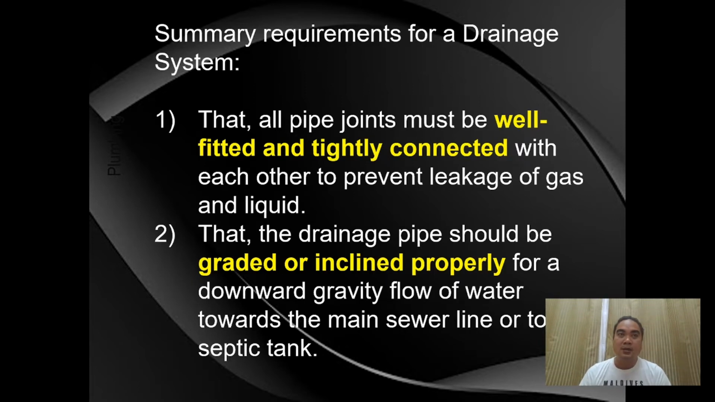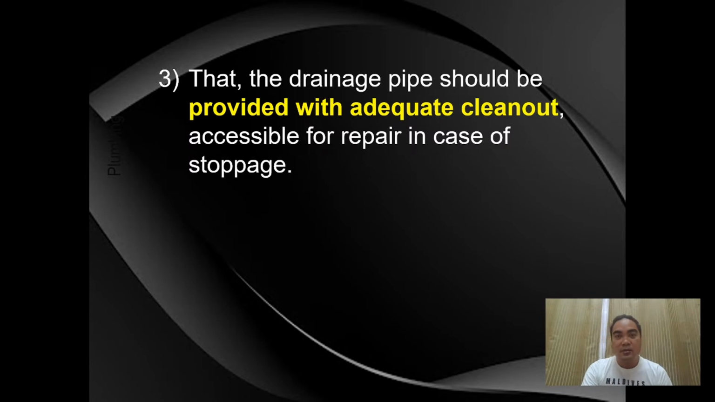sa wastewater, for example sa mga human waste, naiiwan kasi siya pag masyadong malaki yung slope ng pipes. Number 3, the discharge system should be provided with adequate clean out, accessible for repair in case of stoppage. So pag may mga blockage yung pipe natin, kailangan ng clean out para ma-access natin yung mga pipes. May mga rule din kung saan ilalagay yung mga clean out. Normally every bend ng pipes, change of direction, doon naglalagay ng mga clean outs. Mga dulo ng mga layout, naglalagay din dyan ng mga clean out.